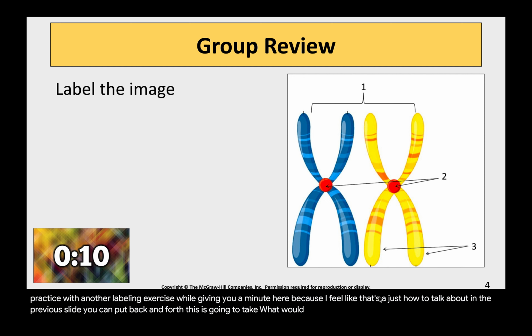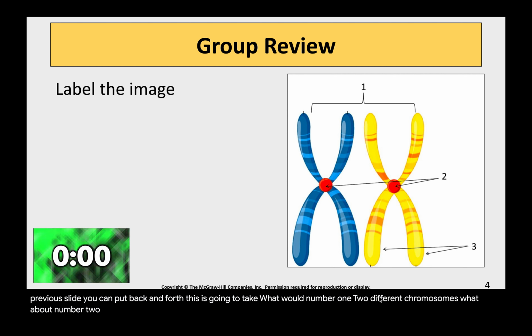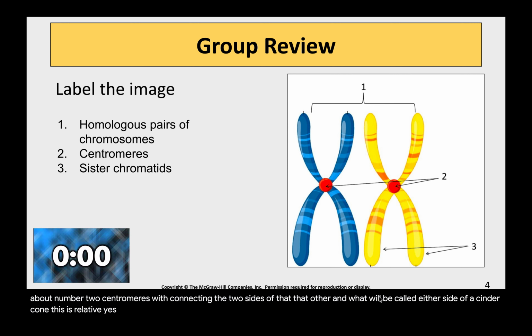So what would number 1 represent? Homologous pairs, yeah. They're two different chromosomes, but they're the same type of genetic information. What about number 2? Centromeres. We're connecting the two sides of that chromosome together. And what would we call either side of a singular chromosome? Sister chromatids. Yes, very nice.